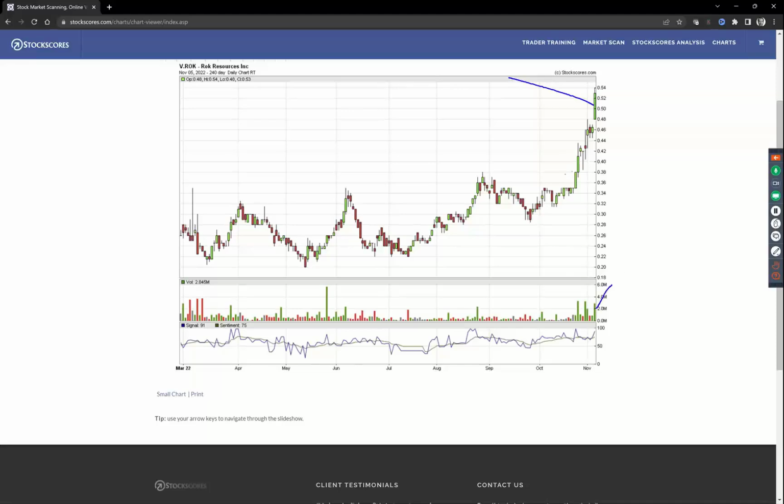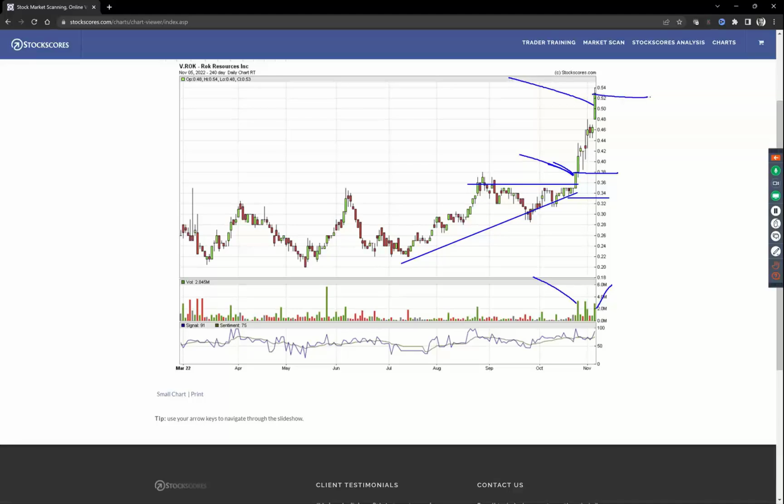Right? But it actually also made abnormal activity right here. And that was the day to be a buyer of that stock. See the volume there? See the price movement? And then this pattern here is something called an ascending triangle. It broke up from that at 38 cents. Stop loss would be at about 33 cents.